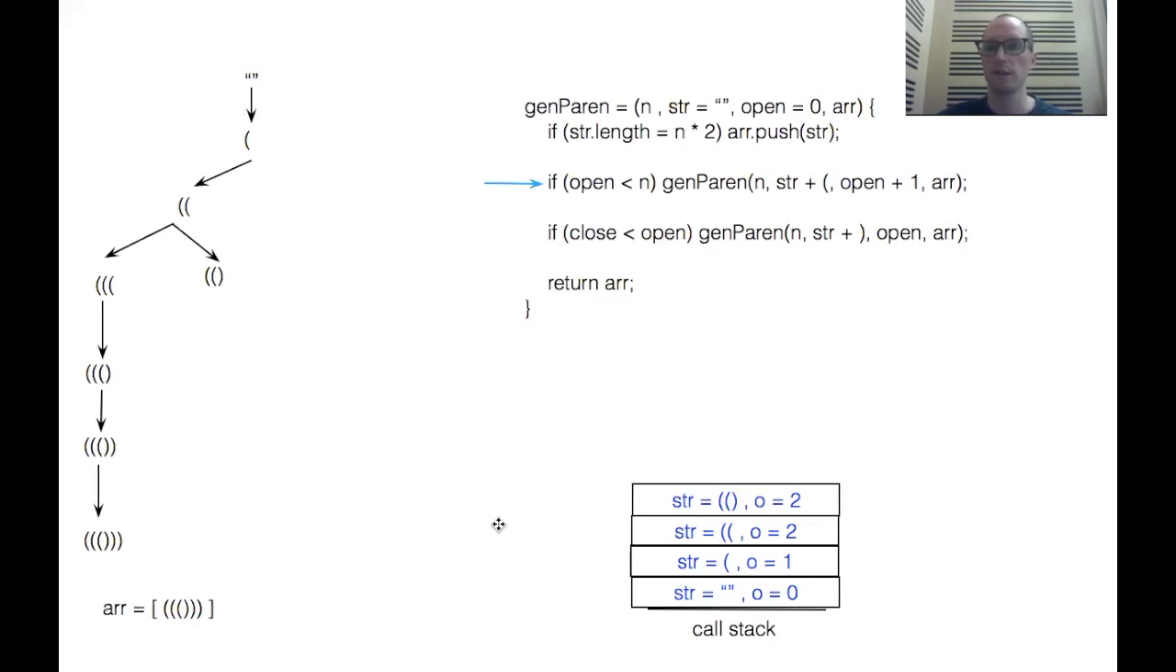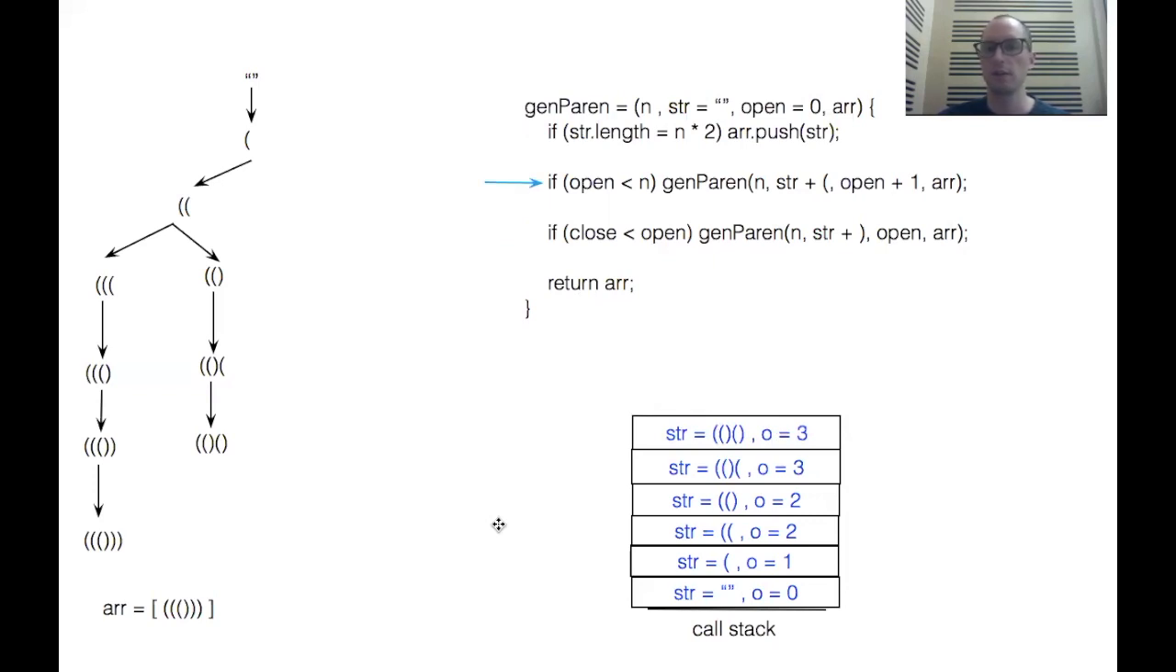Our string is not the right length. Our opens are 2, so we can add another one of those. We'll push that onto the stack, and we'll enter into that function call. Our string is not the right length. Our opens are now 3, so we can't add another one. Our closes are less than our opens, so we'll go ahead and add one of those, pushing that onto our stack, and we'll enter the execution of that code.